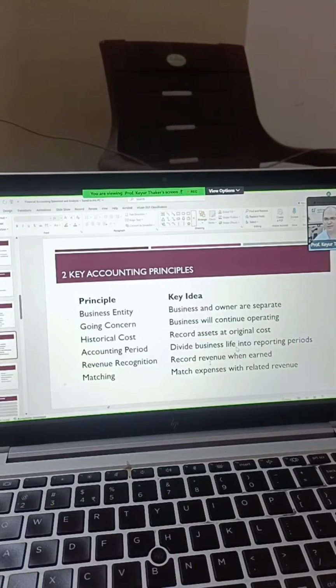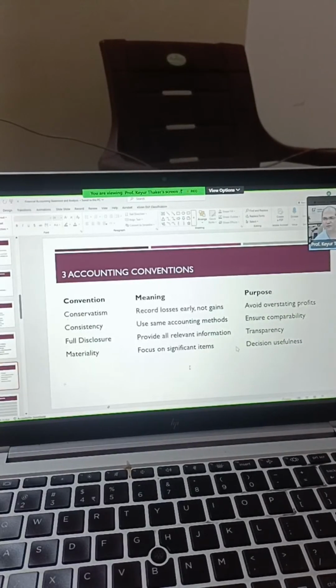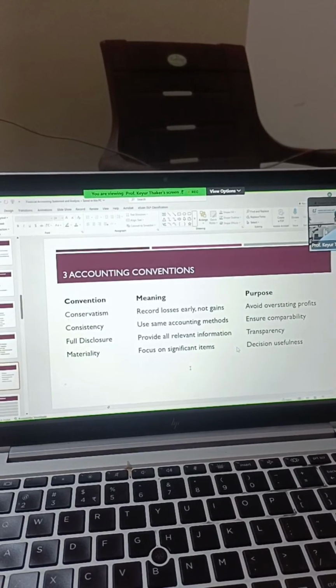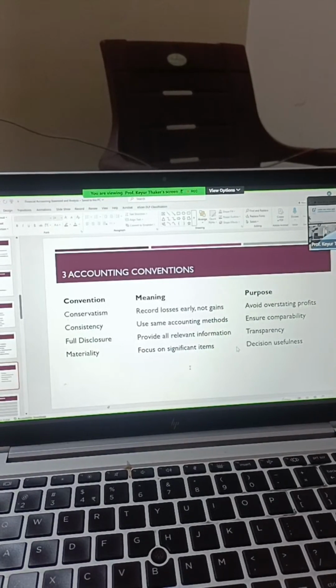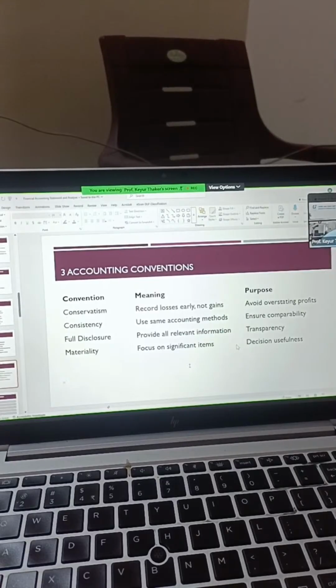Yes, this we have already seen, right? Okay, this is another convention. Another element of accounting is convention. What is conservatism? It means we will record losses early, not gains. So, for example, when a company has sold equipment and the equipment has a warranty, then we don't recognize the entire revenue on the equipment we have generated.